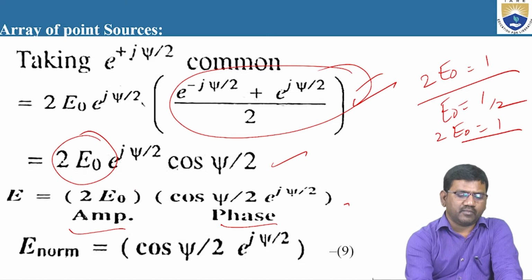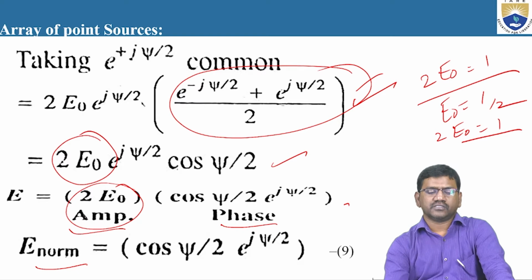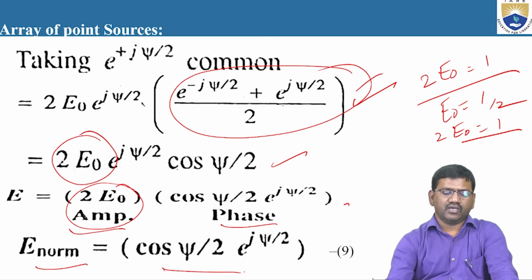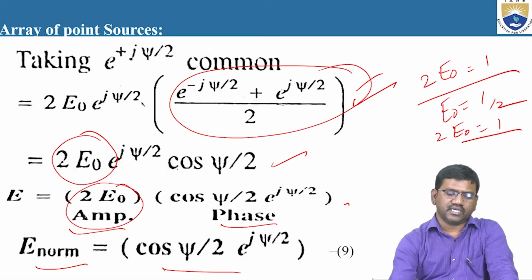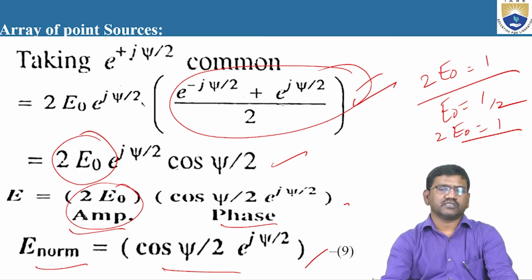So as we are going to normalize with 2E0 equal to 1, we have written here as E norm. E norm represents the normalization of the resultant field pattern produced by the 2 point sources. This is given by cos(psi/2) e^(j psi/2). This is the equation which represents arrays of 2 point sources of equal amplitude and spacing when the point source 1 is shifted to the origin.